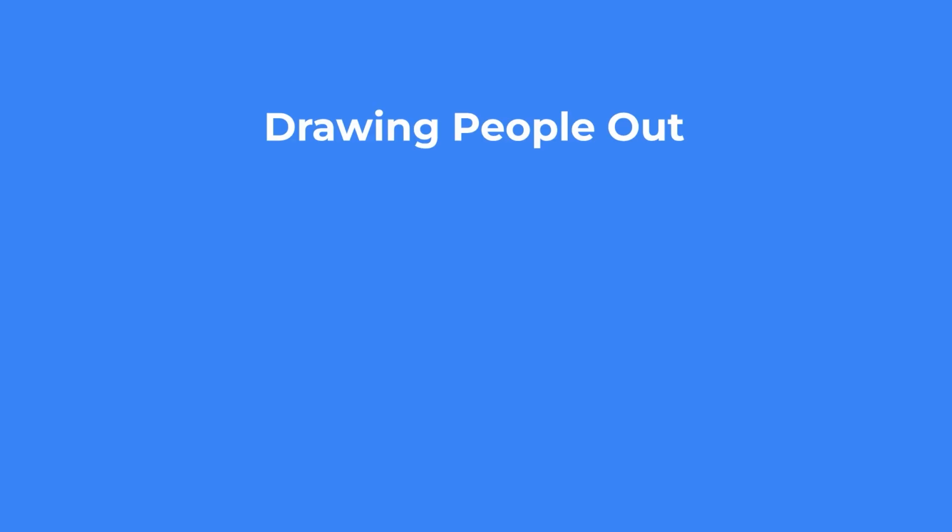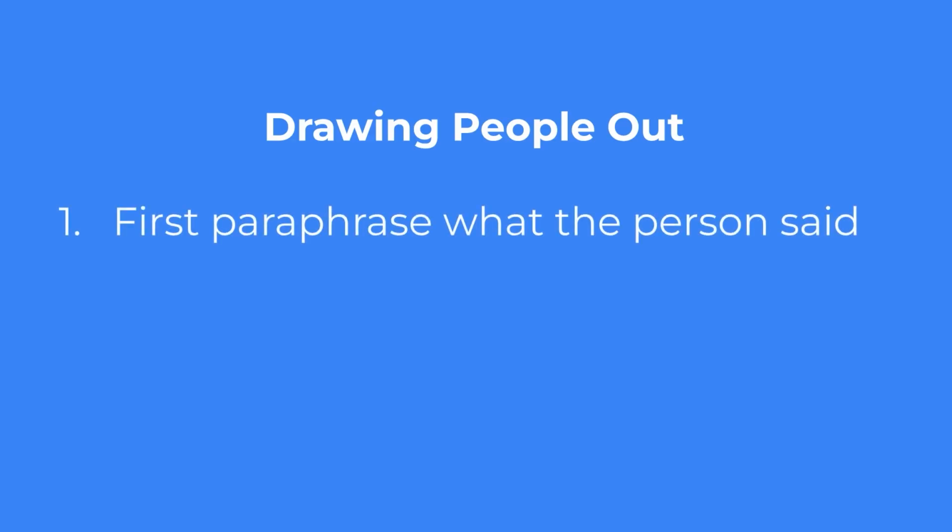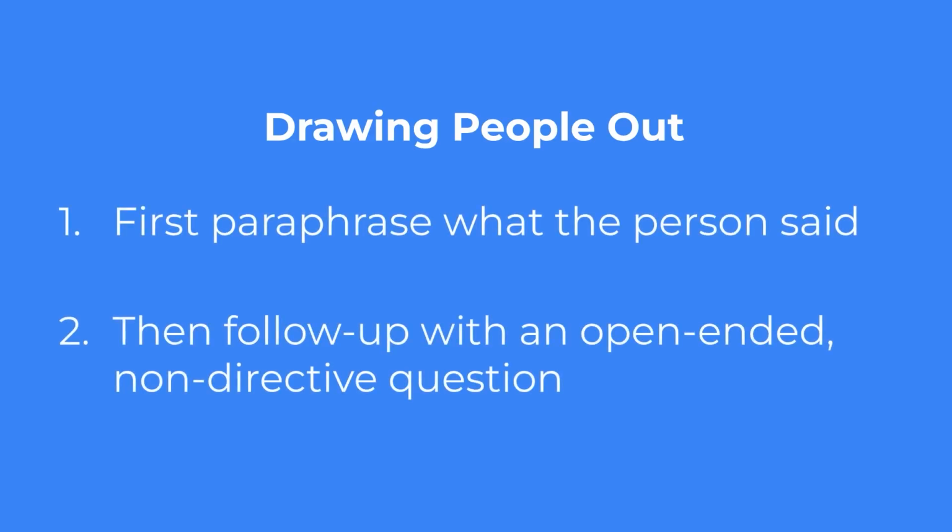So the second technique is called drawing people out. And basically it's where you're going to paraphrase what the person says, but then follow up with an open-ended, non-directive question. So for example, let's say someone at the sprint retrospective says, hey, we're all feeling really stressed out. There is just way too much work to do. So firstly, we would paraphrase that, but then we're going to follow up with a non-directive question. Now, what do I mean by that?